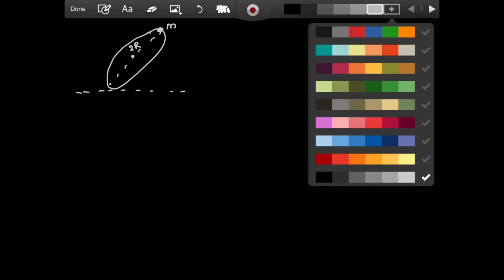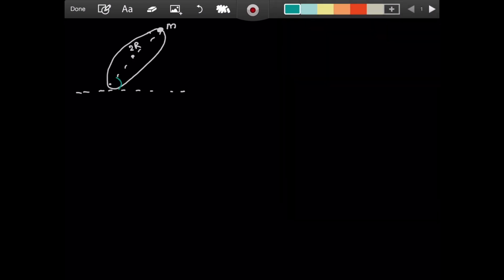Now, we're told the radius across this is 2r. And we're told this angle is theta. The angle between that radial direction and the horizontal is theta. And by the question, we're told that sine of theta equals 0.2.